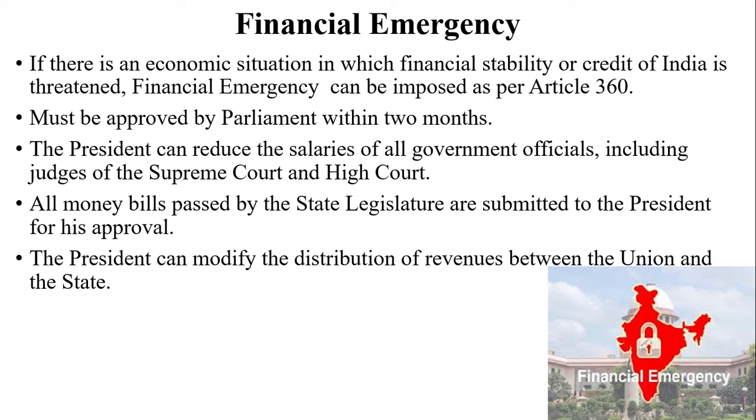Financial emergency is imposed if there is an economic situation in which financial stability or credit of India is threatened. As per Article 360, financial emergency must be approved by Parliament within 2 months. The President can reduce the salaries of all government officials, including judges of the Supreme Court and the High Court. All money bills passed by the state legislature are submitted to the President for his approval. The President can modify the distribution of revenues between the Union and the state.